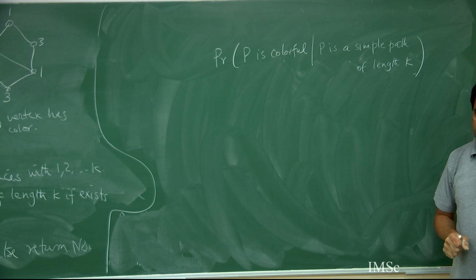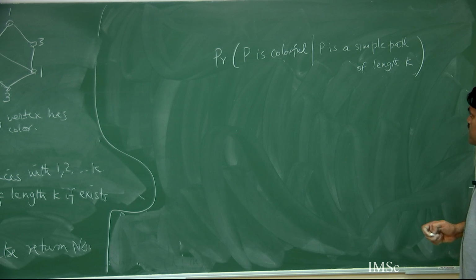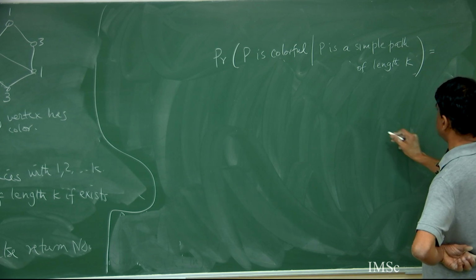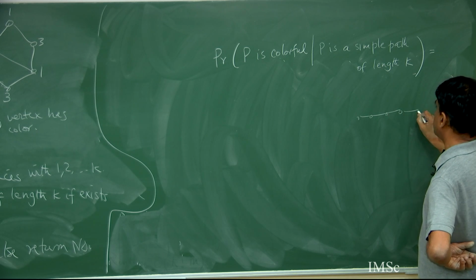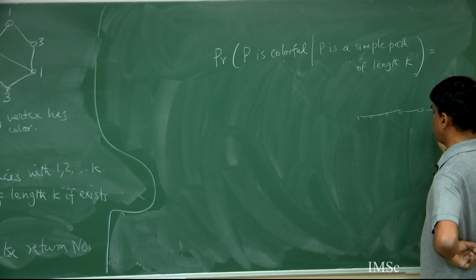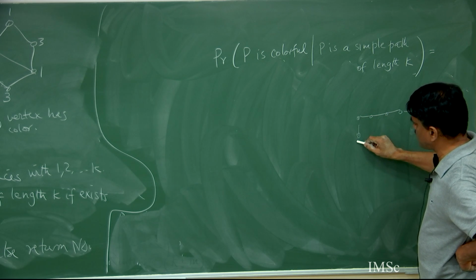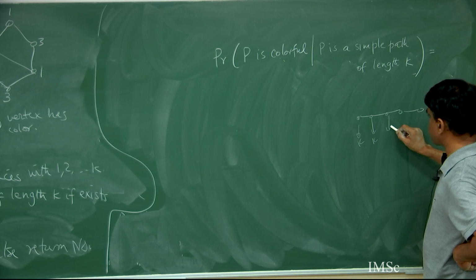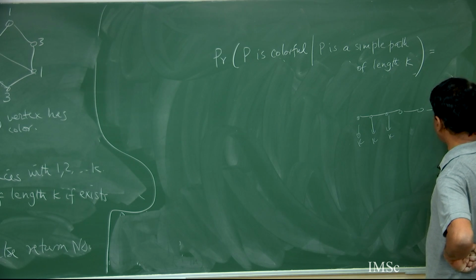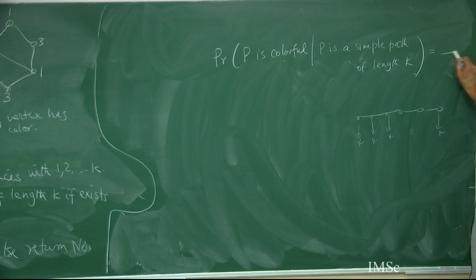Does everyone see that? So I have this path and each vertex has k choices of colors. So the total number of choices for these k vertices is k power k, out of which what are my good events? If all the colors are different, how many different choices? k factorial many choices.